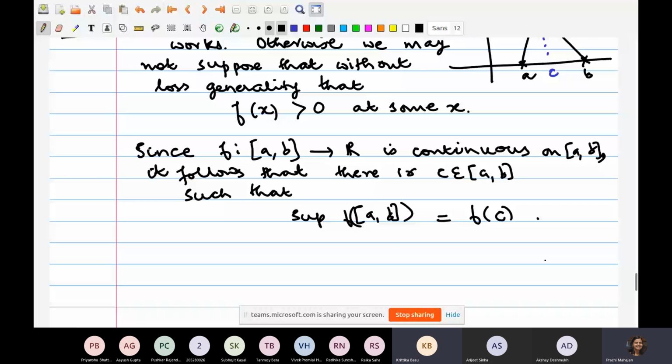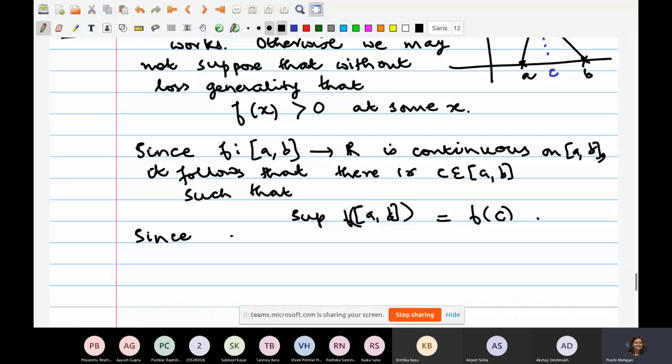Can somebody please help me? Go ahead. Ma'am, because we have considered at some x, f(x) is not equal to 0, and f(a) and f(b) are equal to 0. Right. So since f(a) and f(b) are both 0 by assumption, and f(c) is where the maximum is realized.